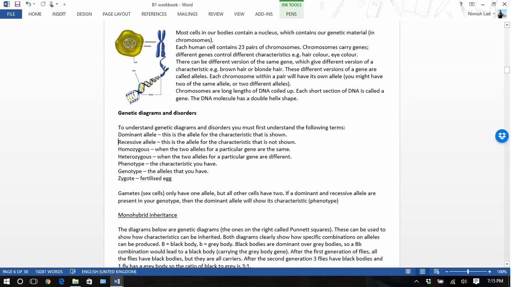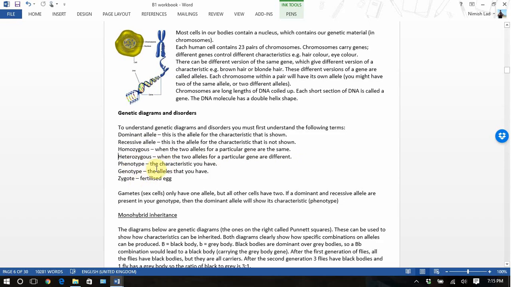Right, so to understand genetic diagrams you need to understand a few key words. There's a dominant allele, that's the one with the characteristic that is shown. So if you've got brown hair, the dominant allele is brown hair. The recessive allele is the one that's not shown. So if you had brown hair and blonde hair alleles, brown hair was shown, so that's the dominant allele. Blonde hair wasn't shown, so that's a recessive allele. Homozygous is when two alleles for a particular gene are the same. Heterozygous is when the two alleles for a particular gene are different, so like brown hair, blonde hair.